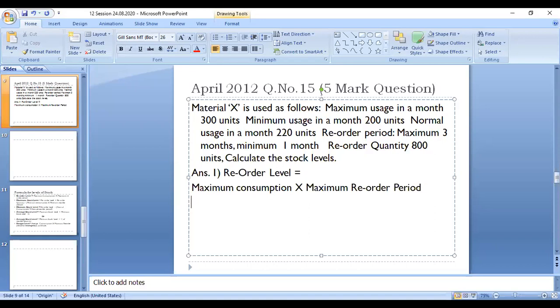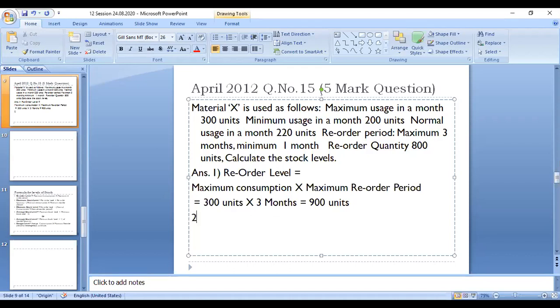What is the maximum consumption? Maximum usage in a month is, oh sorry, 300 units. Maximum consumption is 300 units, multiplied by the maximum reorder period, that is 3 months. If you multiply, that is 900 units, the reorder level. The first one is over.